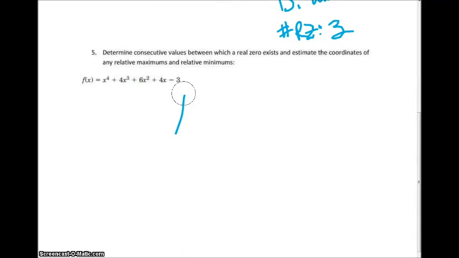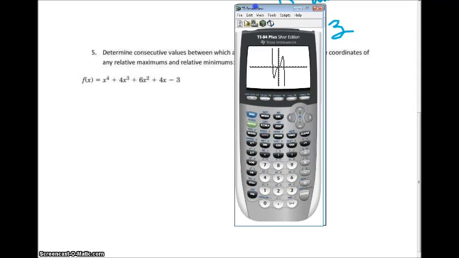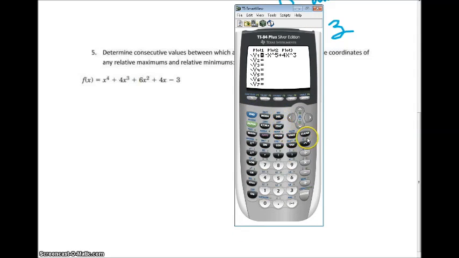Number 5 wants you to determine the consecutive values between which real zeros exist and estimate the coordinates of any relative maximums and relative minimums. So you're going to put it in your calculator. Go to y equal. Clear it out. And you're going to have x to the 4th plus 4x to the 3rd plus 6x squared plus 4x minus 3. You're going to your table for this, okay?